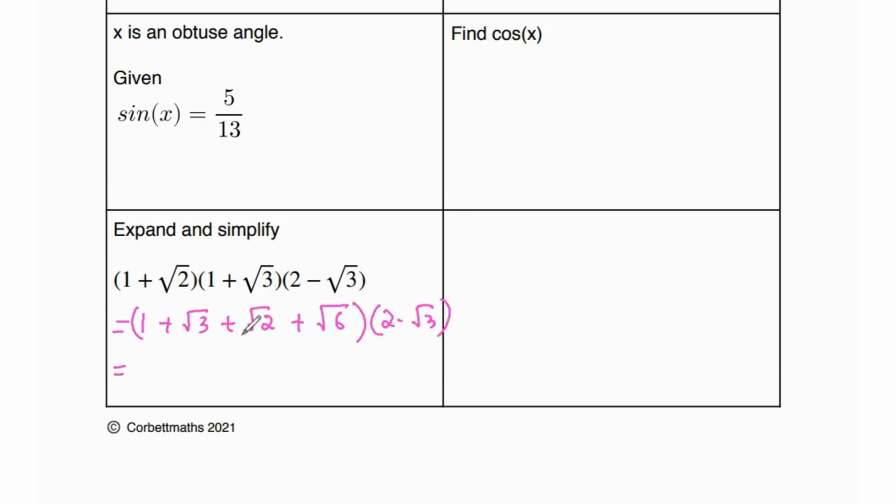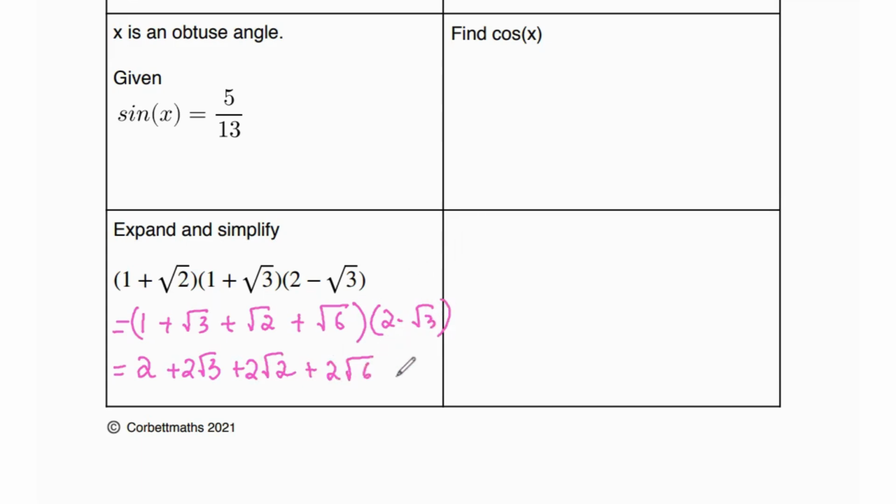We can't further simplify the first bracket because once again the roots don't have the same numbers under them. So this remains as it is, and we expand it with the third bracket. So 2 times 1 is 2. 2 times root 3 is 2 root 3. 2 times root 2 is 2 root 2. And 2 times root 6 is 2 root 6.